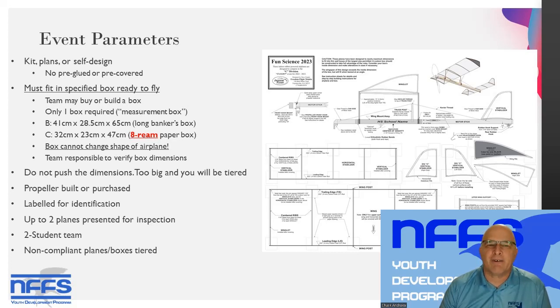And you have to buy 8 reams of paper, but hopefully someone has those around, or you can build your own box. The box cannot change the shape of the airplane. The airplane must be ready to fly and fit inside the box without flexing the shape of the prop or the plane. Prop has to be mounted. Rubber does not have to be on the plane.